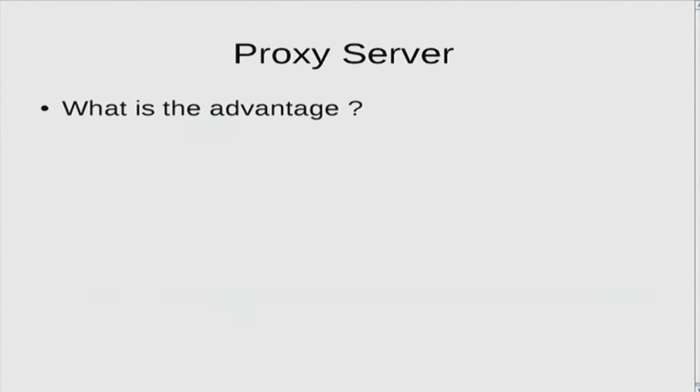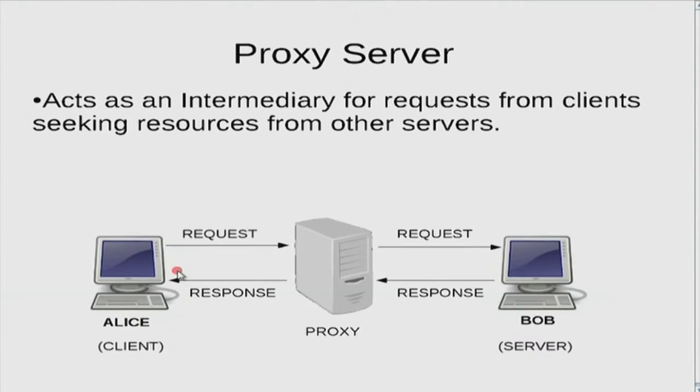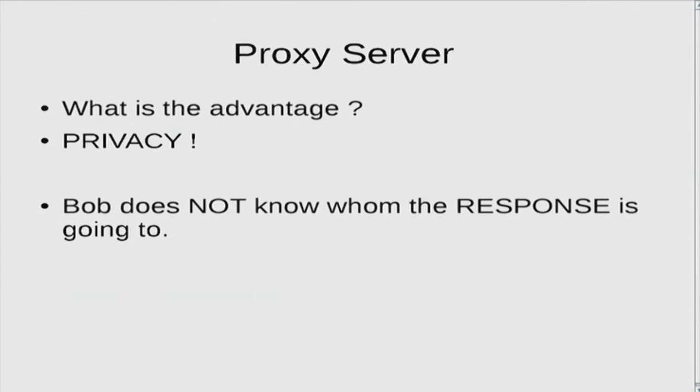What is the advantage of using it? One of the advantages is privacy, which means that Bob does not know whom the response is going to. When Alice sends a request, she sends it to a proxy server. The proxy server then makes a request to Bob, and Bob assumes the request is coming from the proxy server. Bob sends the response to the proxy server and will not know whom it is going to from there.